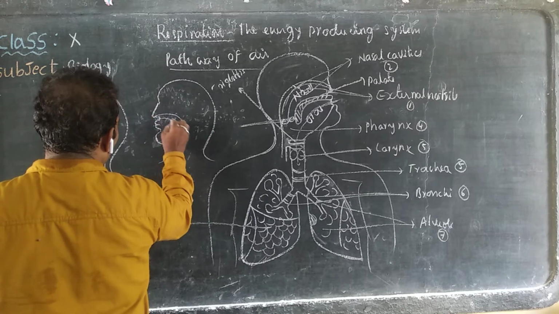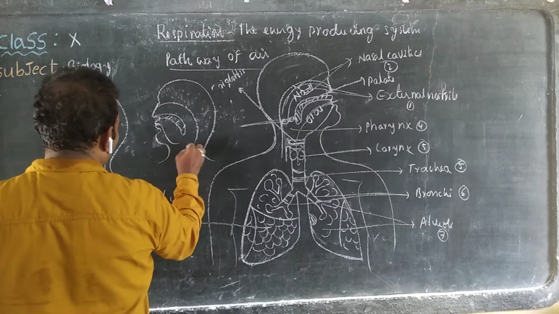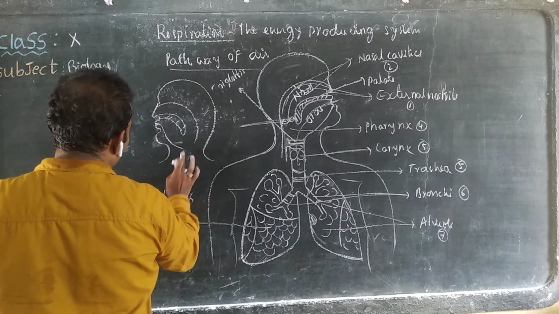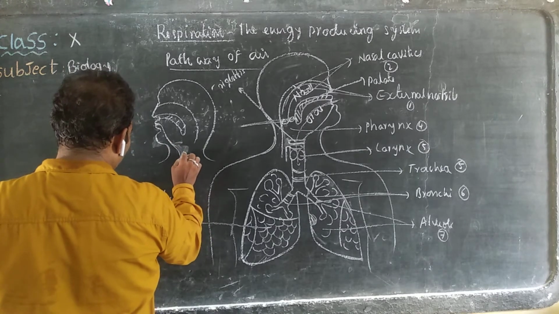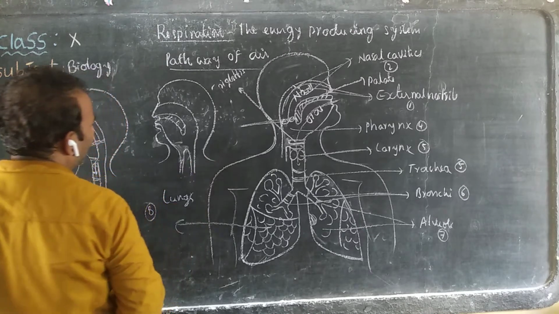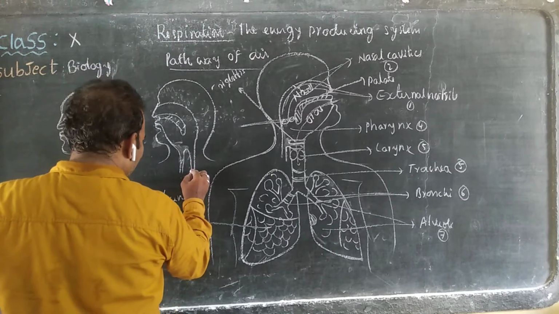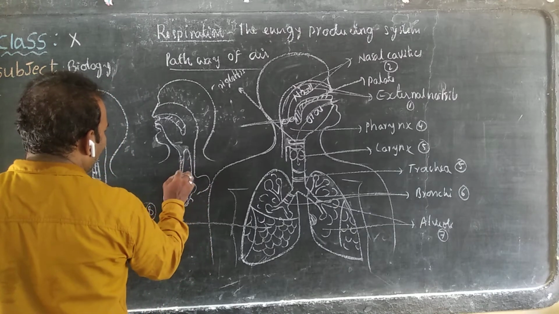So this is the palate. This one is the oral cavity, and the nasal cavity. Both are bifurcated into two cavities. This is the stomach. This is the trachea.